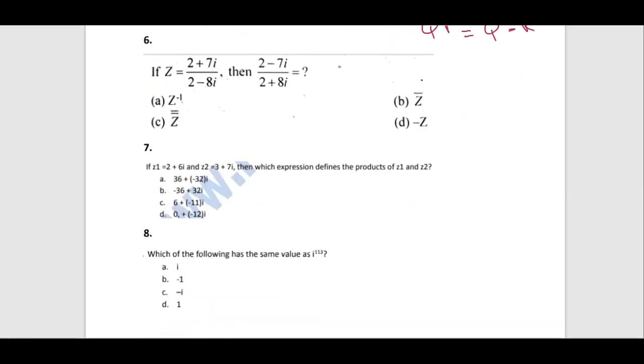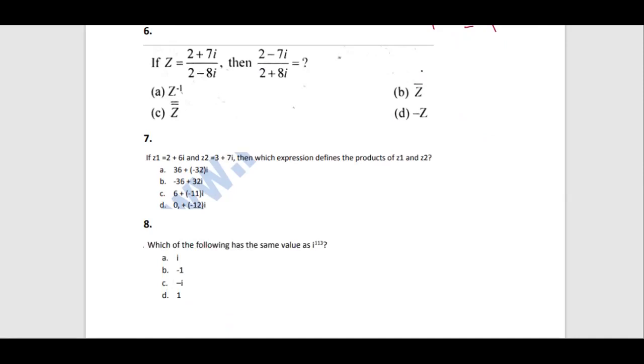Now let's talk about the sixth question. Here we have two complex numbers. Z is (2 plus 7i) divided by (2 minus 8i). And then we have this fraction, which is just like z, but the only difference is that in both the numerator and denominator, the sign of the imaginary part is flipped. As in here we had plus 7i, here we have minus. Then in the denominator of z we have 2 minus 8i, and here we have 2 plus 8i.